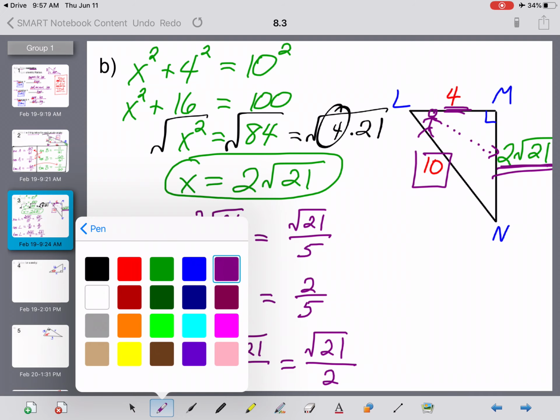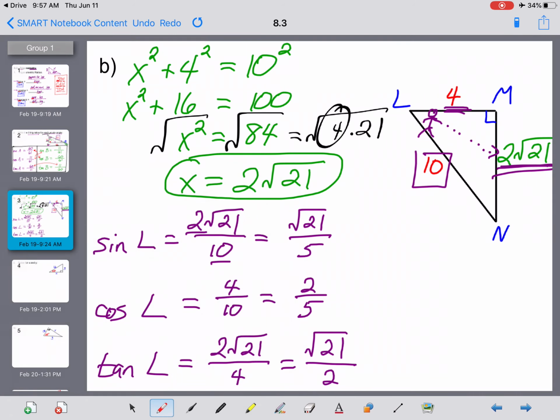I'm going to switch to red now to do the second part of this. And I don't have a ton of room, so let's see if we can't cheat just a little bit. Okay, the sine, now not of angle L, but angle N.